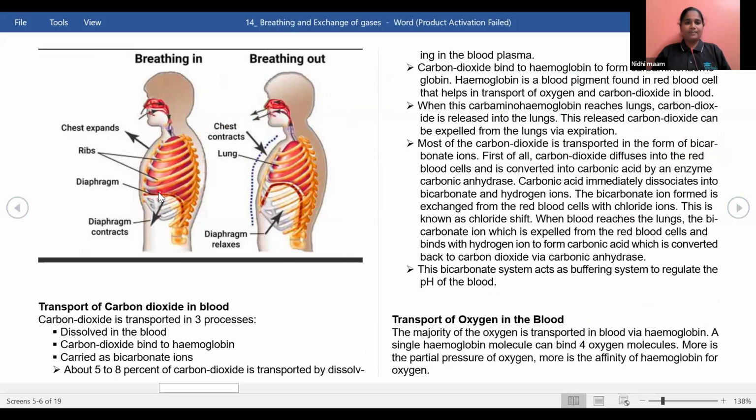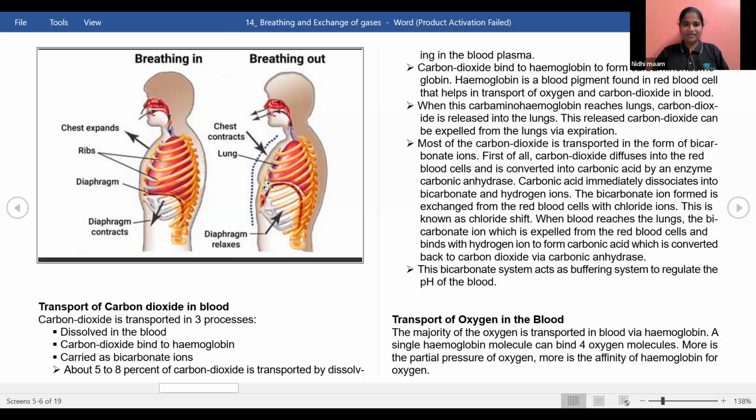So what happened here? The space has been increased. So what happens here? There will be a breathing in, or inhalation. When there is an exhalation, what happens here? Again, the ribs will be like this. They will relax and the diaphragm relaxes like this.